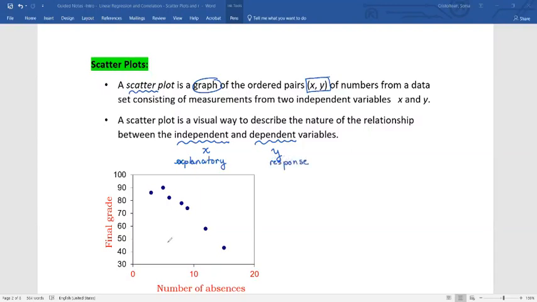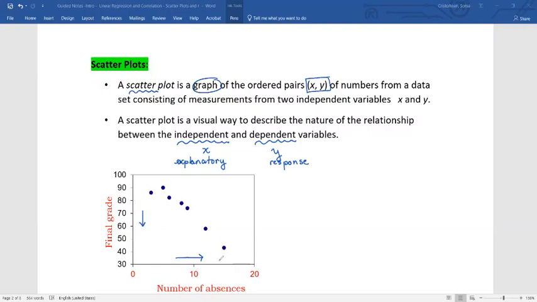Here is an example of such a graph. You can clearly see that this is a graph showing a scatter plot used to see if there is a relationship between the number of absences of some students in a class and their final grade. You can see that as the number of absences goes up, the grade is actually going down. This is what a scatter plot is.